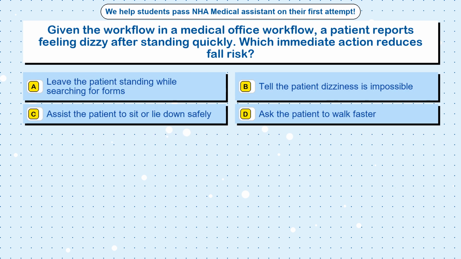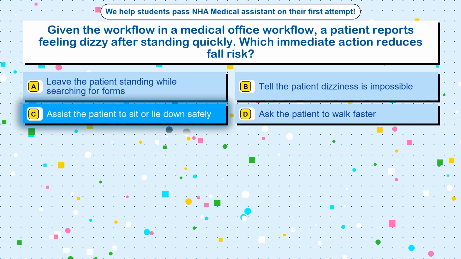Question 29. Given the workflow in a medical office workflow, a patient reports feeling dizzy after standing quickly. Which immediate action reduces fall risk? Option A. Leave the patient standing while searching for forms. Option B. Tell the patient dizziness is impossible. Option C. Assist the patient to sit or lie down safely. Option D. Ask the patient to walk faster.